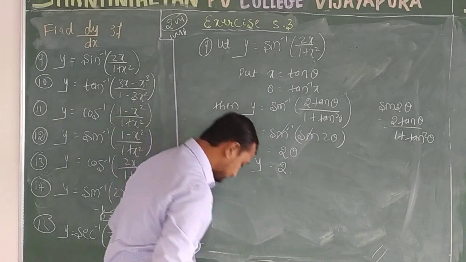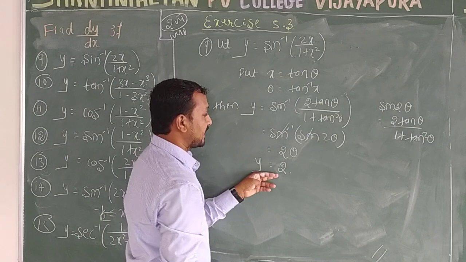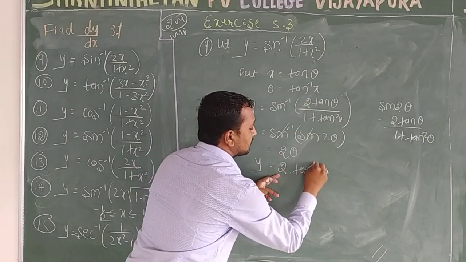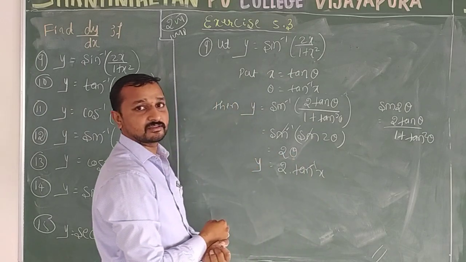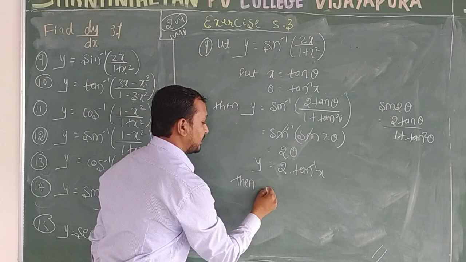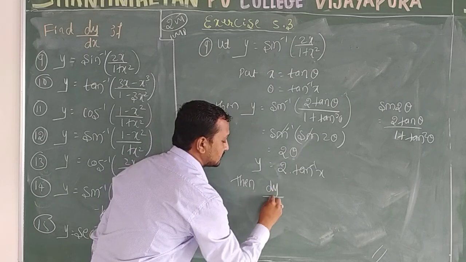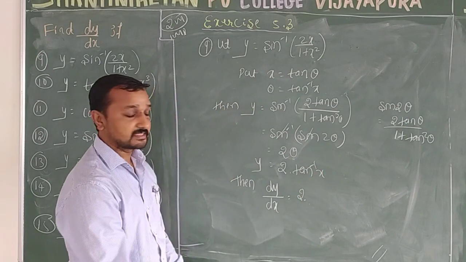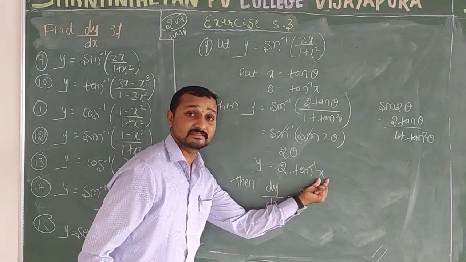Okay? So y is equal to 2 into theta, and theta is tan inverse of x. This is y. Then we find dy by dx. dy by dx is equal to, take 2 as a common term. Then what is the derivative of tan inverse of x?